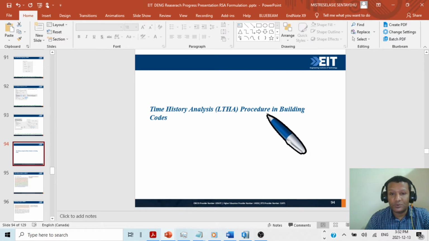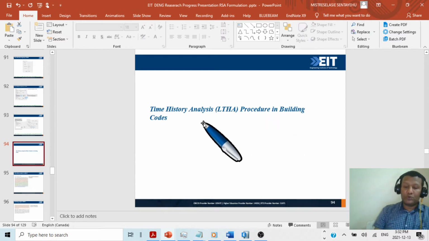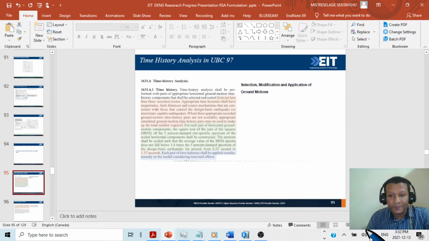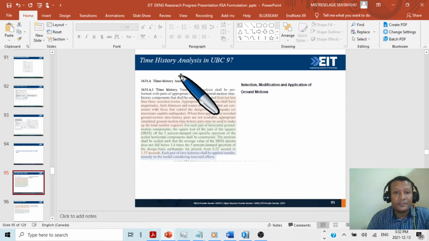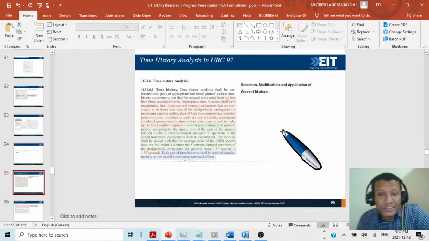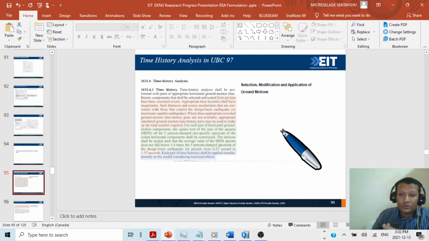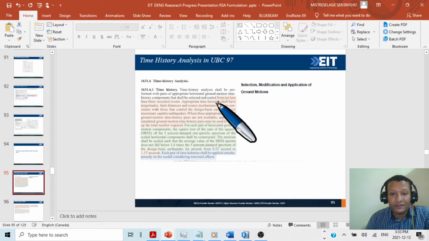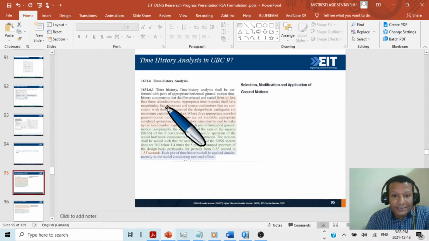Time history analysis procedure in the building code. This is very important. Let's discuss here. For example, time history analysis in UBC 97. Time history analysis shall be performed with pair of appropriate horizontal ground motion time history components that shall be selected and scaled from not less than 3 recorded events.